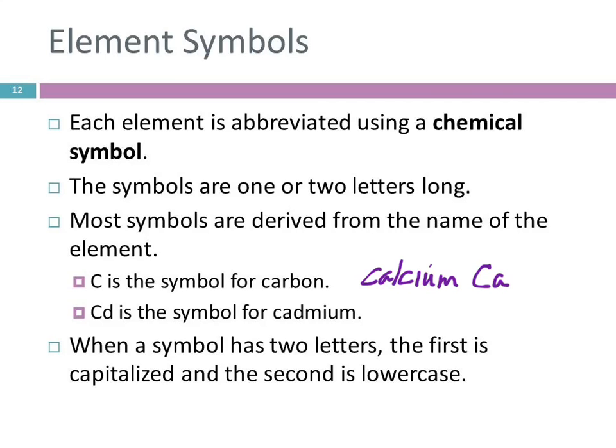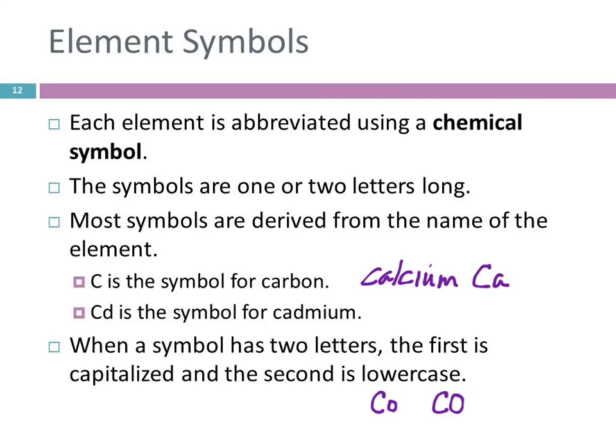Okay. When there are 2 letters, the first is capitalized, the second is lowercase. And that's really, really important because cobalt is capital C, lowercase o. If you capitalize the O, that's carbon monoxide. This is carbon and oxygen. That's a toxic gas, and this is a solid metal. Those are different things. And so there are some aspects of chemistry where details matter a great deal, okay? And this is one of them.